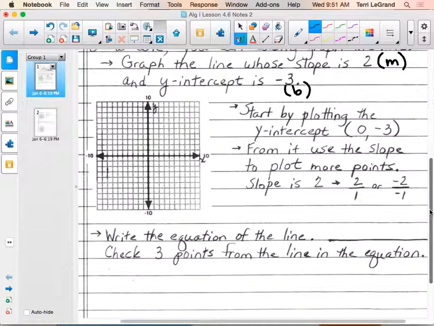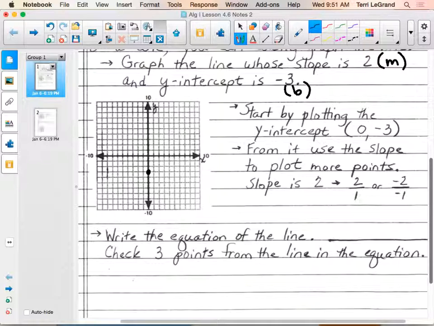So start by plotting the y-intercept (0, -3). That's what you always start with when you're using slope-intercept form. You go to the y-axis and you graph your y-intercept. Ours is -3 for this one. So we're going to put a point there.